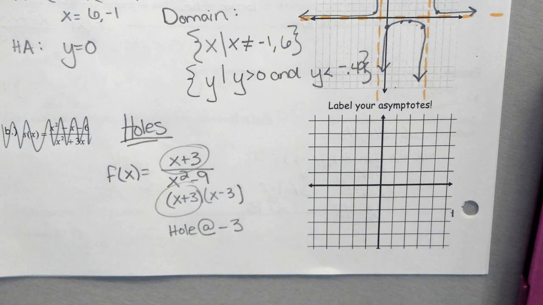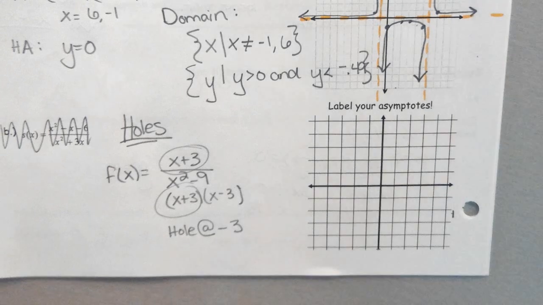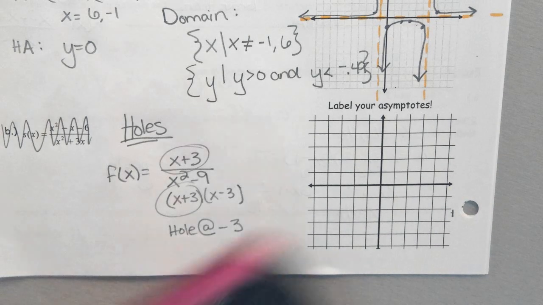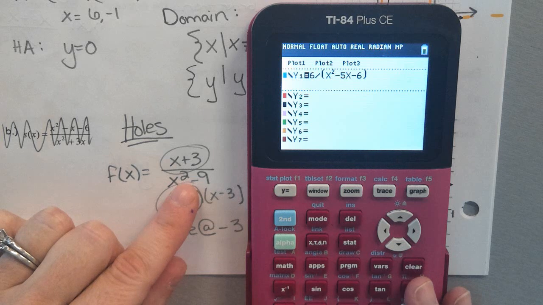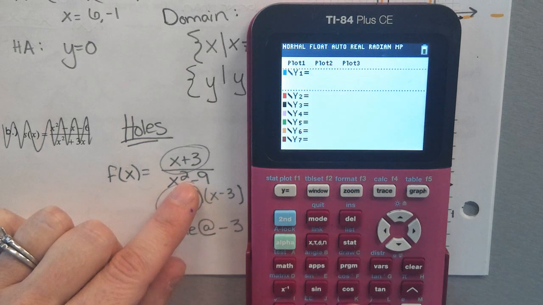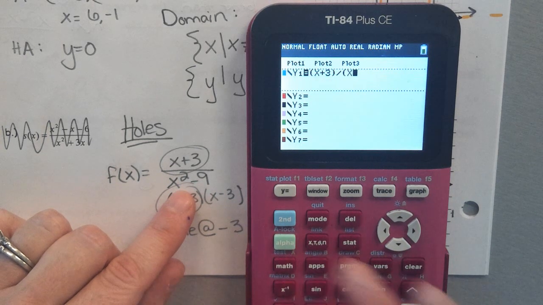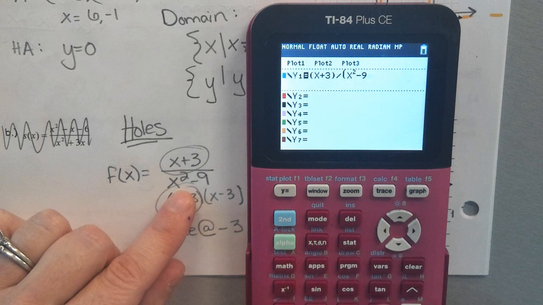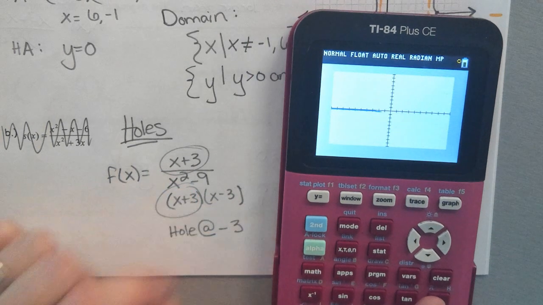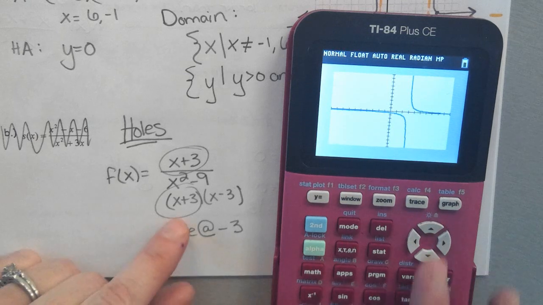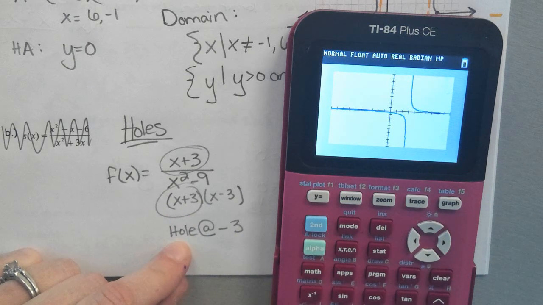Now, here's the tricky thing about holes, is that they're not going to show up on your calculator. Your calculator is not a high-def TV, right? We've got these crazy awesome TVs, and they curve now, and that's not what this is, right? So, if I were to graph that, let me clear that out, I'd have parentheses, x plus 3, divided by parentheses, x squared minus 9. So if I graph, I'm still going to see that I have an asymptote at positive 3, but I also have a hole in my graph at negative 3.